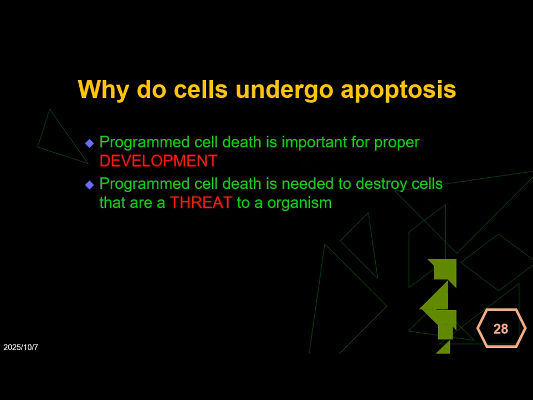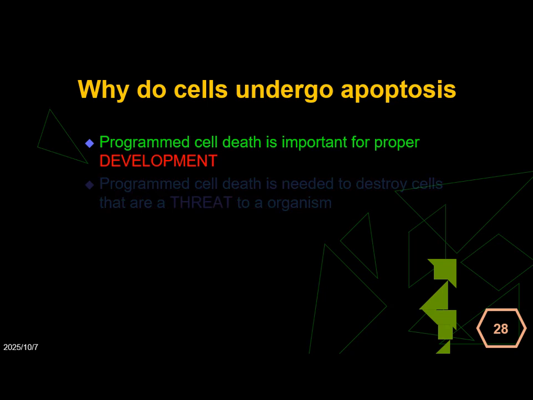So apoptosis is a normal mechanism. It's not something abnormal or horrible. Okay, it's a normal mechanism for a cell or an organism. So programmed cell death is important for development. We kind of know it already from Sydney Brenner's experiment. And programmed cell death is needed to destroy cells that are a threat to an organism. Okay, so those are the two reasons.